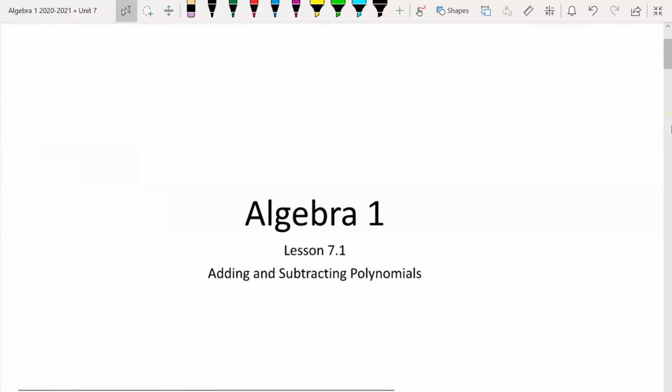So what we're going to do is review some key terms to introduce this first lesson in the new unit. It's adding and subtracting polynomials. At the end of this, you're going to be able to classify polynomials, and you're going to be able to add and subtract polynomials.